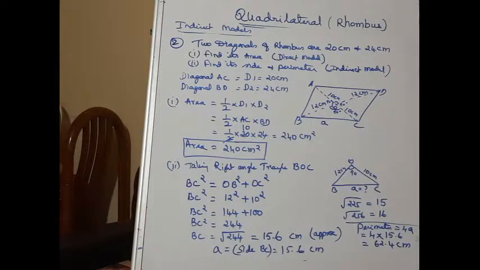So don't forget direct model and indirect model. There are two models, the reverse model. Direct models are very easy.